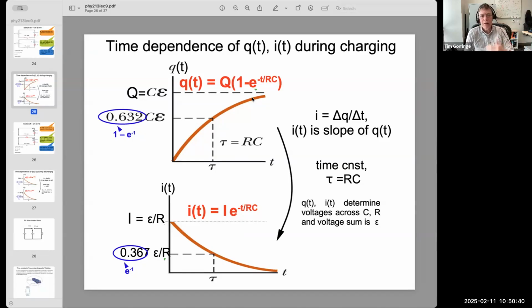So the time constant is a measure of the time to get charged, but it's not the time at which you're fully charged. You'd have to wait several time constants. I can show you that actually as a demonstration. So let me change the slide, because here you'll see the time constant in action. I'm going to stop sharing that screen and I'm going to reshare something else.